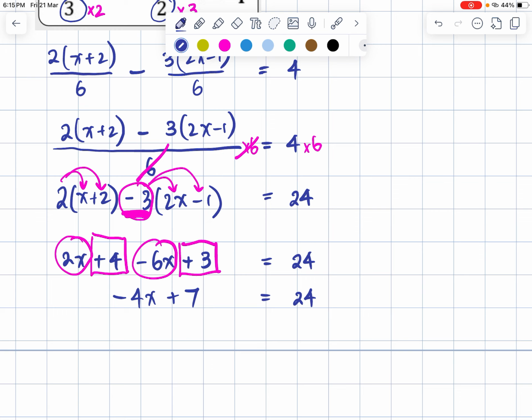Now I am just going to rearrange this expression. I would start by subtracting 7 from both sides, which gives me -4x equals 17, and then finally divide both sides by -4, which ends up with x equals -17 over 4.